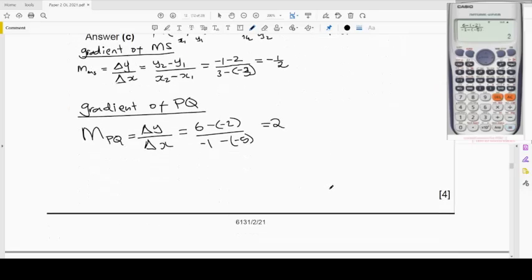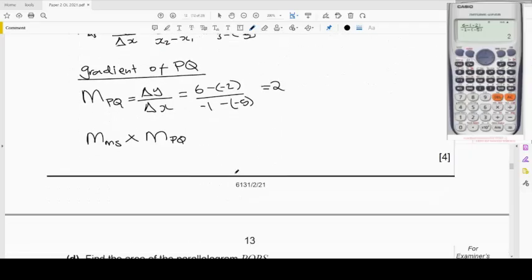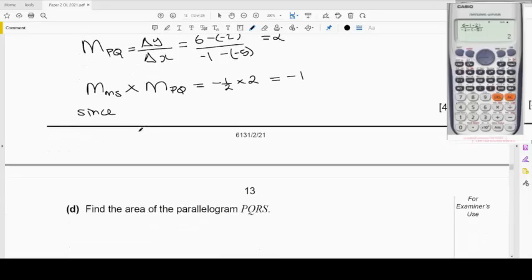Now we want to test and show that the two are perpendicular. We multiply the gradients, so we say the gradient of MS multiplied by the gradient of PQ. This is -1/2 times +2. This is equal to -1. So since the product of the gradients is -1, then the two lines are perpendicular.